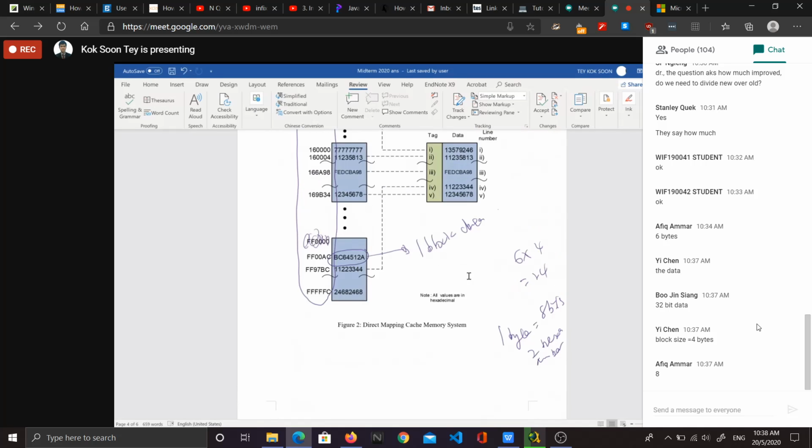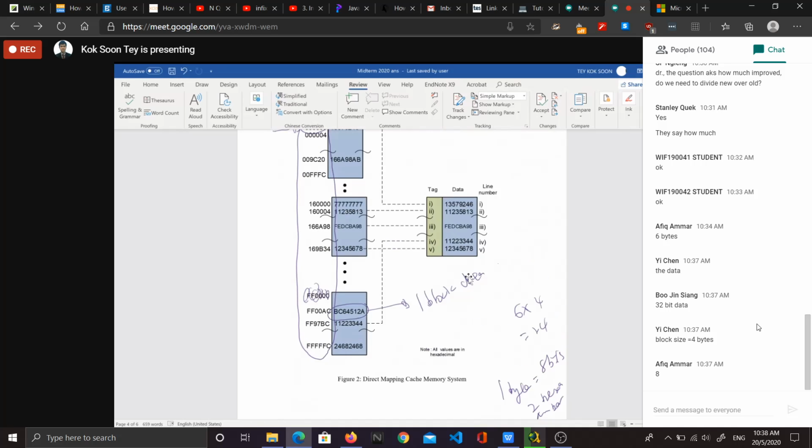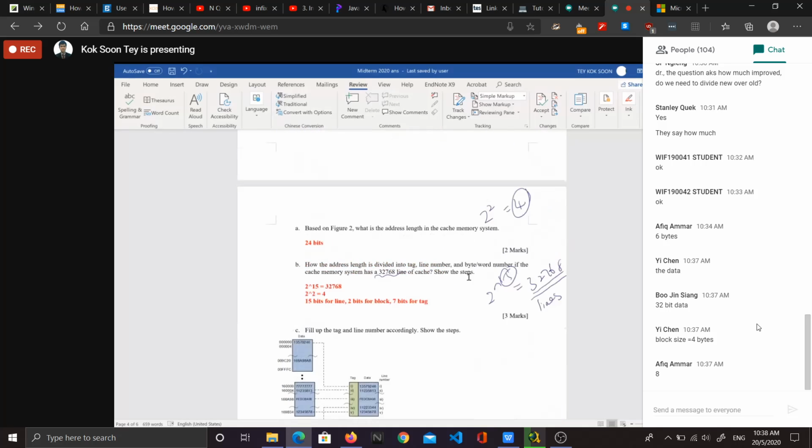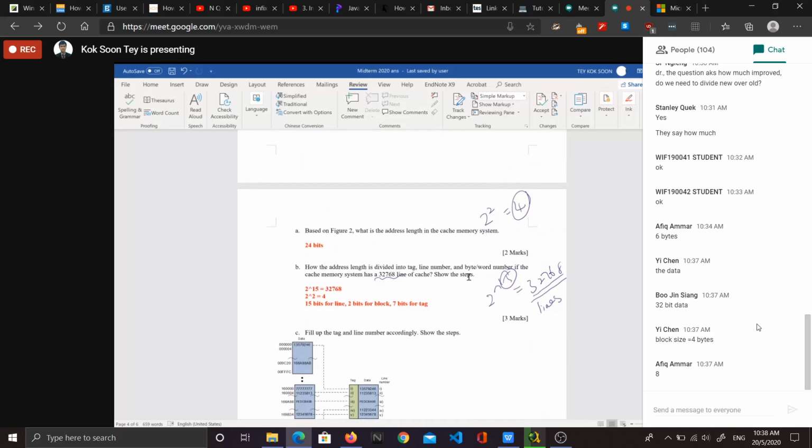Each location consists of 1 byte of data, so that means 4 bytes in one block. So you need 2 bits for the word. So 15 for line, 2 bits for block, then the rest is for tag. That is 24 bits, right?